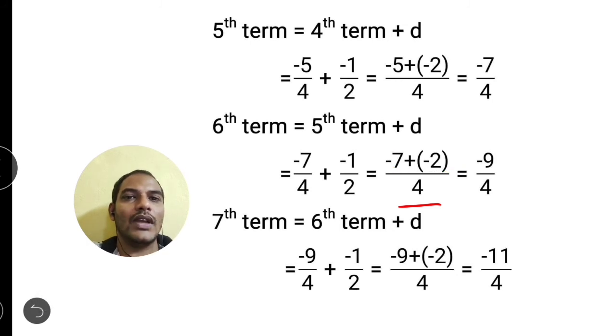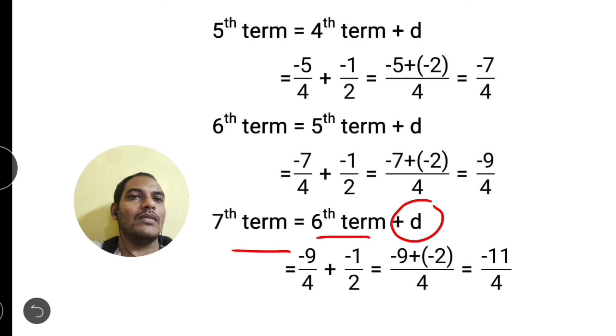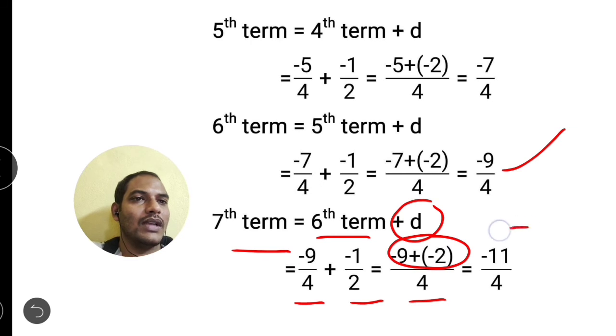Now we are going to find out our required answer, the seventh term. How to get the seventh term? Add common difference to the preceding term. What is the preceding term? Sixth term. So the sixth term is minus 9 by 4 plus common difference is minus 1 by 2. So 4 comma 2 LCM is 4. Then add numerators minus 9 plus minus 2. So minus 9 plus minus 2 is minus 11 by 4. So then our required answer is minus 11 by 4.